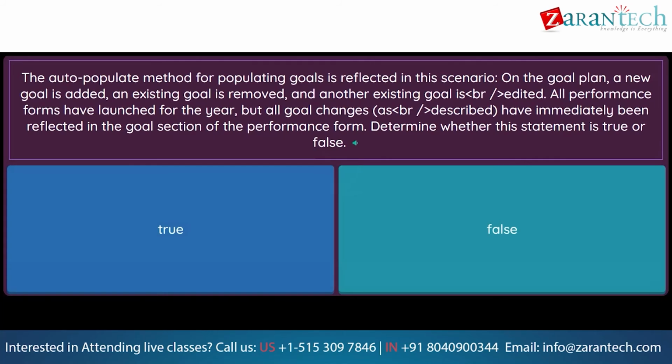Question: the auto-populate method for populating goals is reflected in this scenario. On the goal plan, a new goal is added, an existing goal is removed, and another existing goal is edited. All performance forms have launched for the year, but all goal changes, as described, have immediately been reflected in the goal section of the performance form. Determine whether the statement is true or false. Option 1 true. Option 2 false.